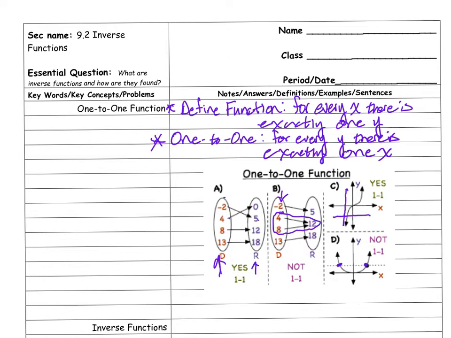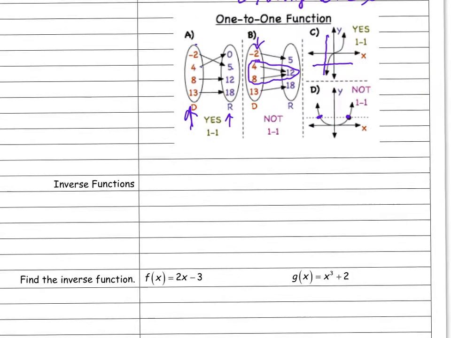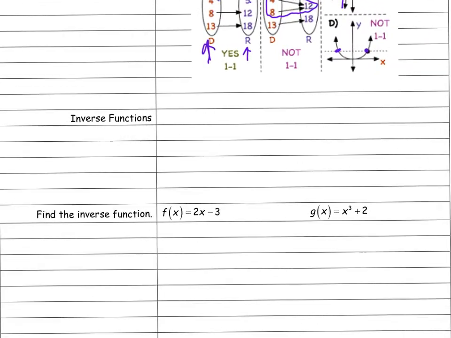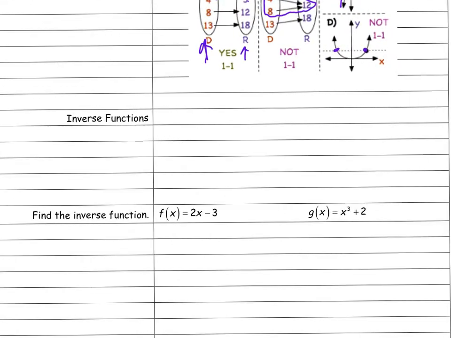I hope that helps clarify the definition of a one-to-one function. We're going to go ahead and move on now. And we're going to define what an inverse function is. So an inverse function is denoted by f inverse of x. So we're going to put the little superscript of -1 up here, right here. That means it's an inverse function of f of x.